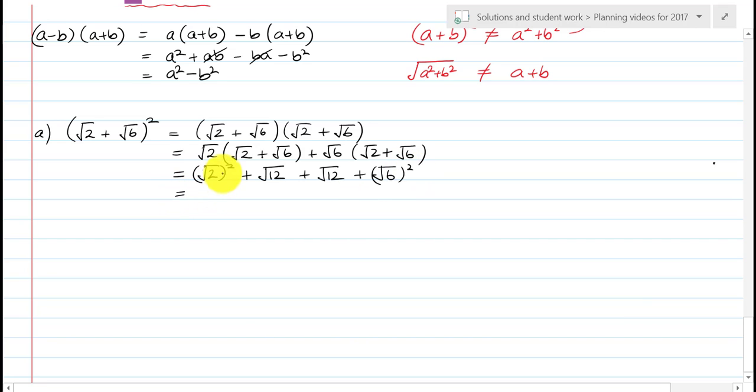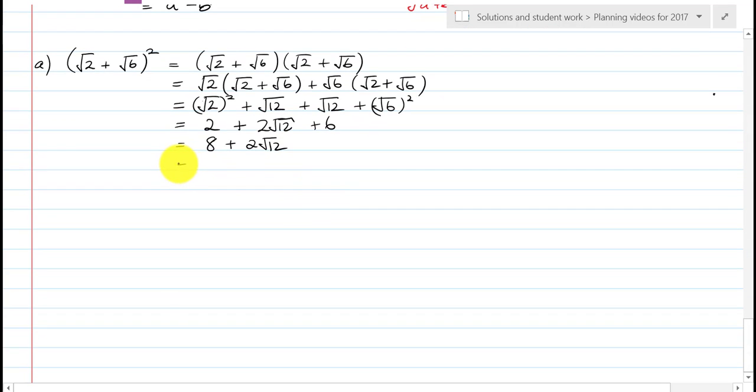And this, of course, is root 2 squared, which is just 2, plus 2 root 12, there's 2 of them there, plus 6, and so this is equal to 8 plus 2 root 12. And that's our simplified version. But of course, we have a root 12 there. Be very careful that we make sure we fully simplify.